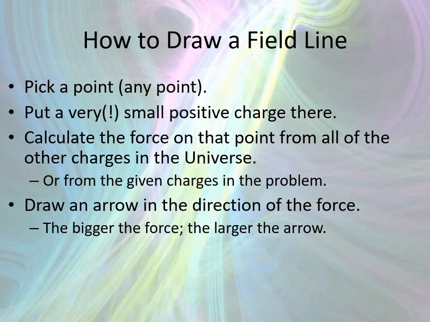So how do you draw a field line? Well, you pick a point and you imagine putting a very small positive charge there and figure out what the force on that point would be from all of the other charges in the universe. Not just the one nearby, but all of the other ones out there. Don't forget about all of those charges in the Alpha Centauri system and stuff like that. So then you draw an arrow in the direction of the force. The bigger the force, the bigger the arrow.